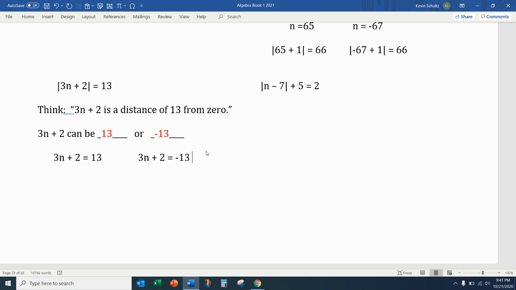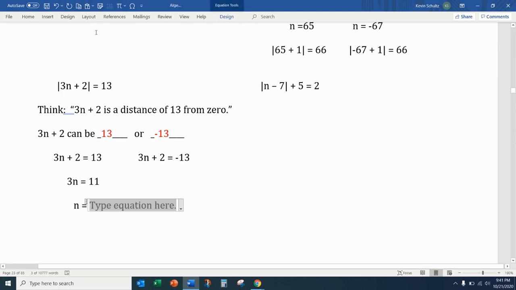Notice that my 3n plus 2 doesn't change. My 3n plus 2 is the same in both equations that I'm writing here. What changes is the sign of my solution, 13, negative 13. And I can do that because by definition, both of those values are 13 away from 0. So we have a two-step equation here. We're going to start by subtracting 2 from both sides. We get 3n equals 11. Divide both sides by 3, and we get n equals 11 thirds.